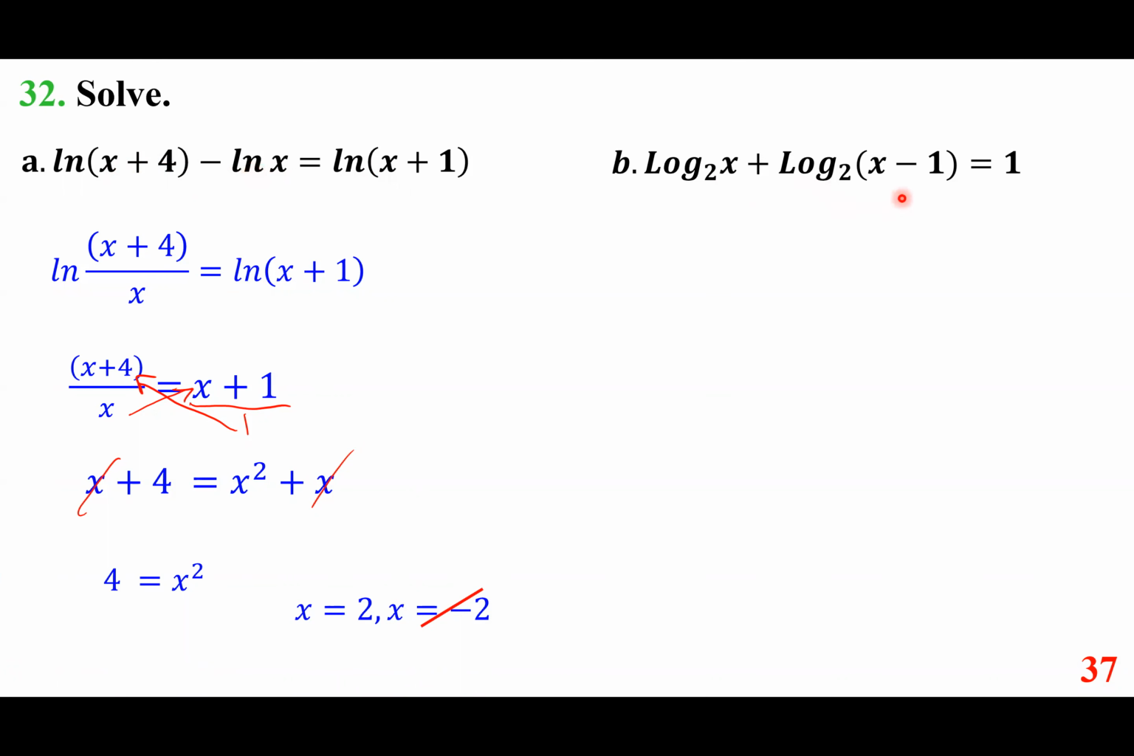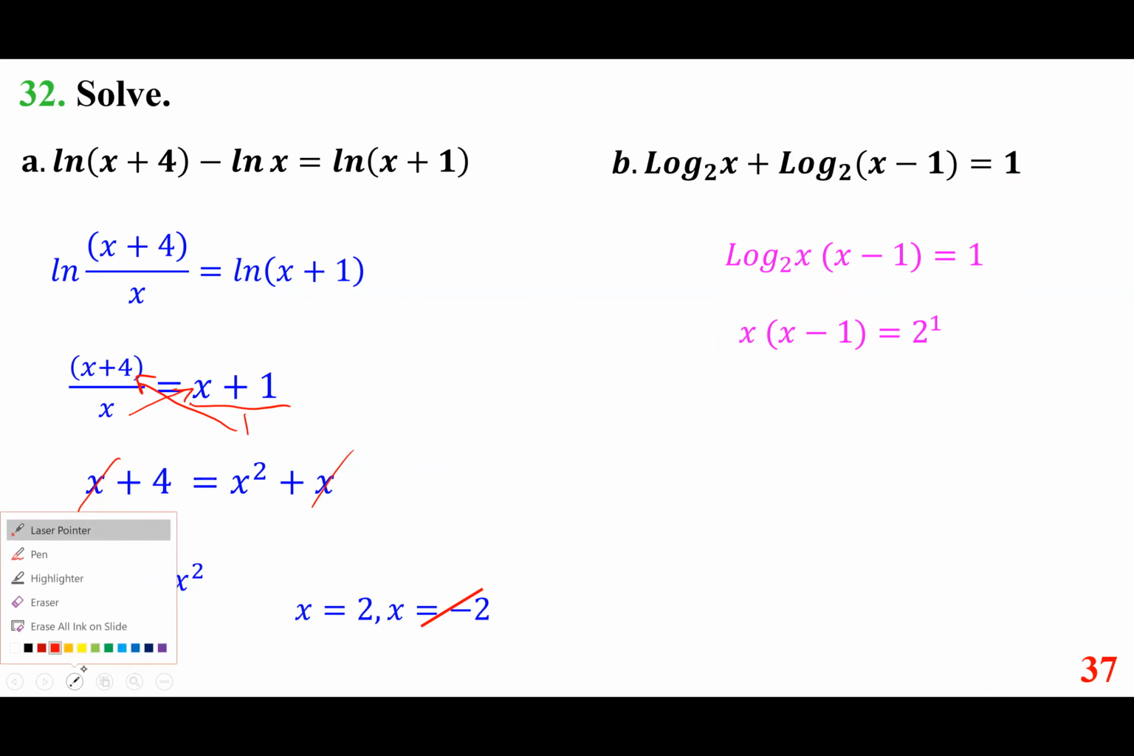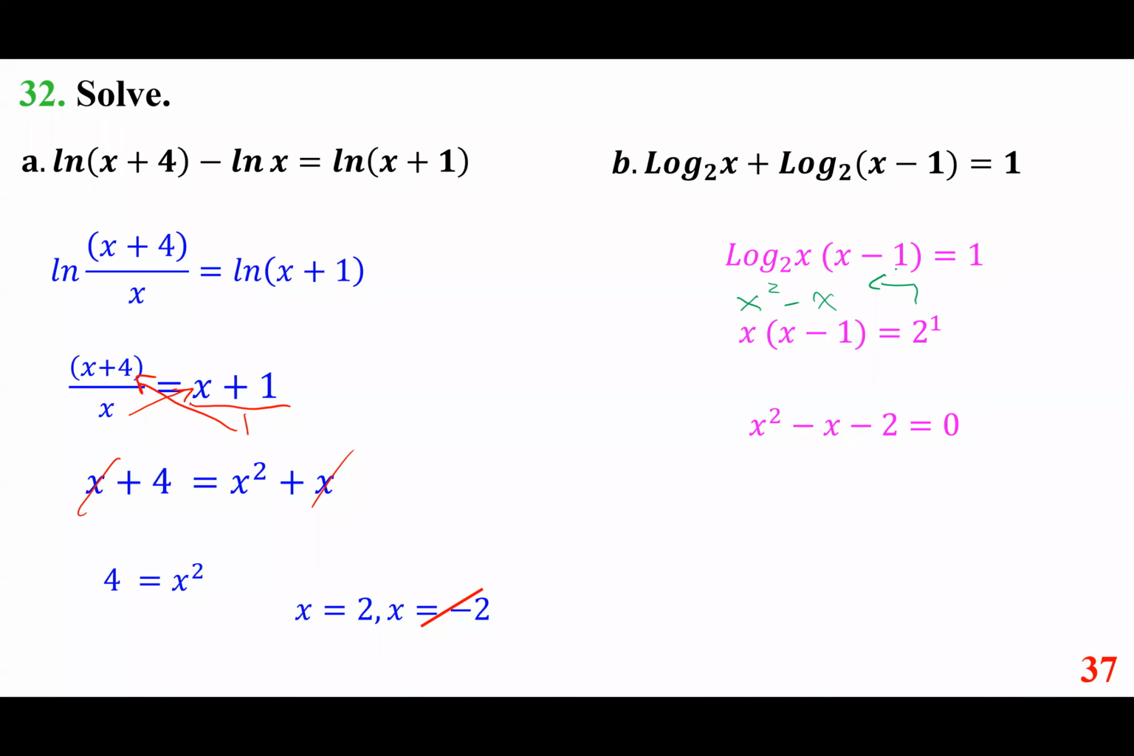When we look at part B, we notice the right side is a number, the left side is not. We put the left side together using the product rule. So log of x times x minus 1 with the same base, namely 2. And now we go with the definition. X times x minus 1 is 2 to the power of 1. And so this is x squared minus x, and we move the 2 to the left for the sake of factoring. It's x minus 2 times x plus 1. X is either 2 or negative 1.